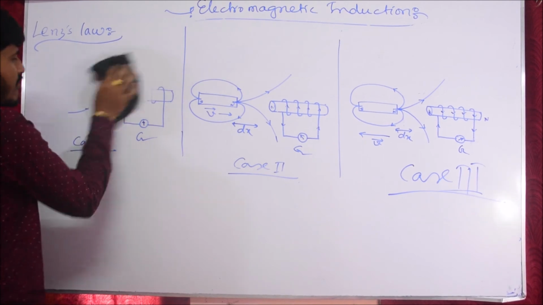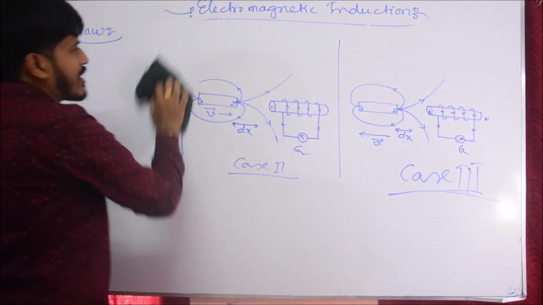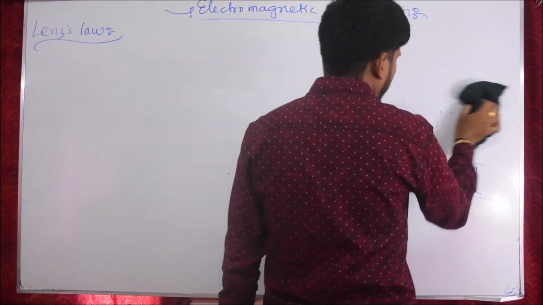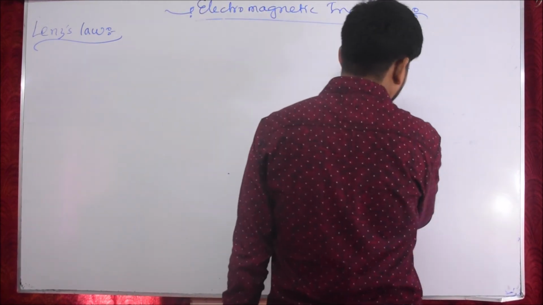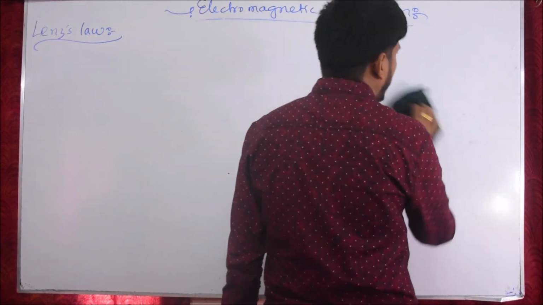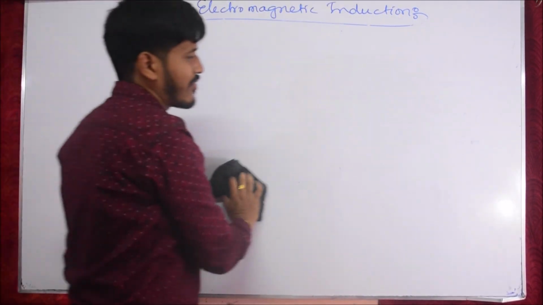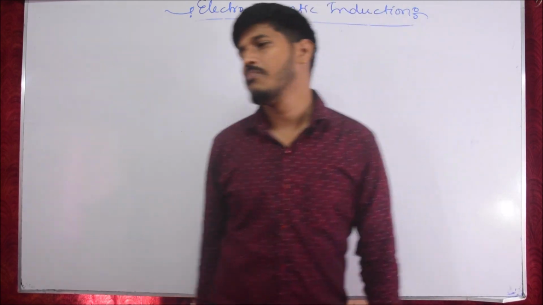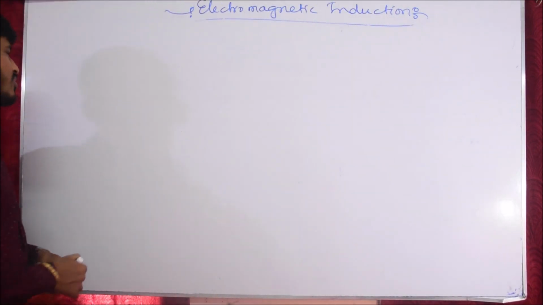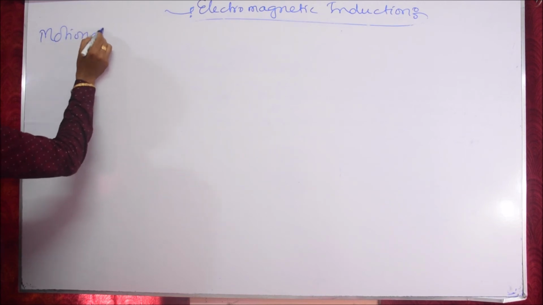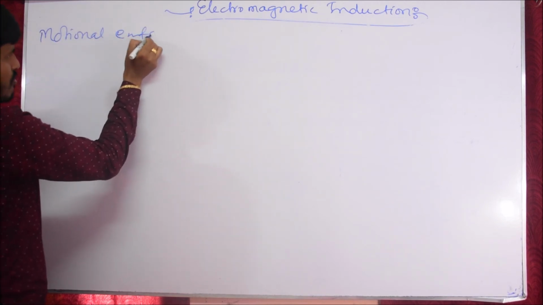So motional EMF means there is a generation of induced EMF in a coil or conductor whenever it is moving in a uniform magnetic field. Whenever there is any motion of the conductor or coil in a magnetic field, there is a generation of induced EMF which is known as motional EMF. Understood? Motional EMF.